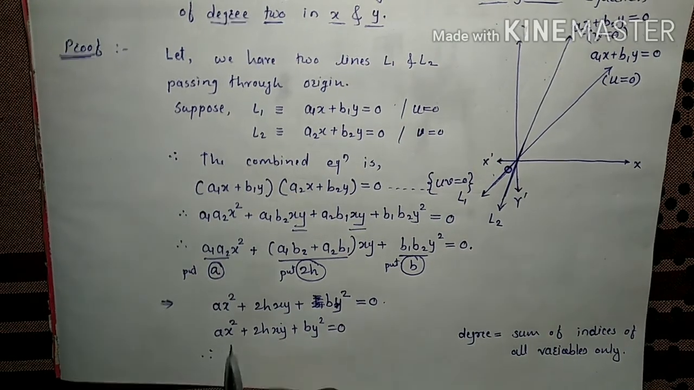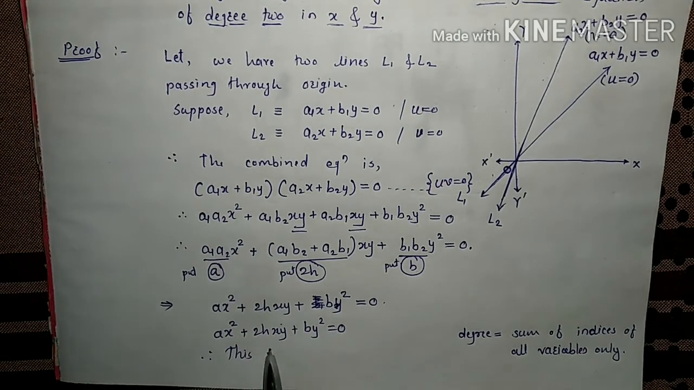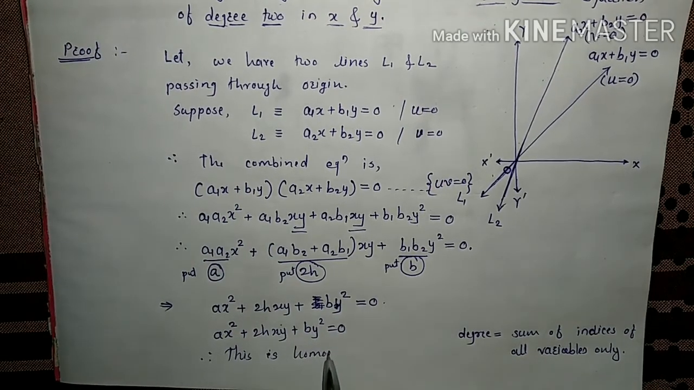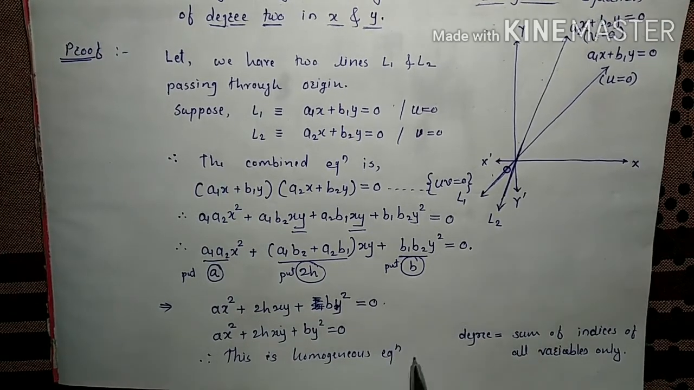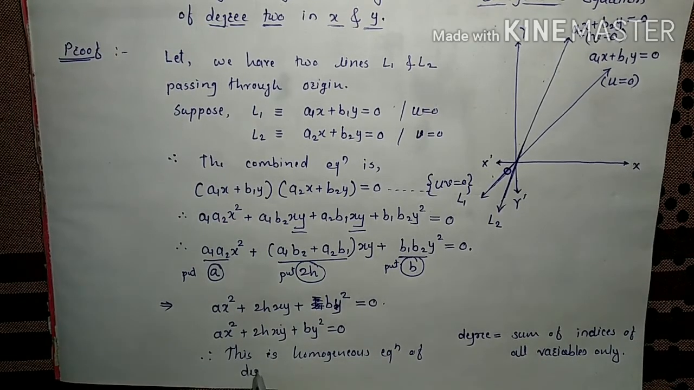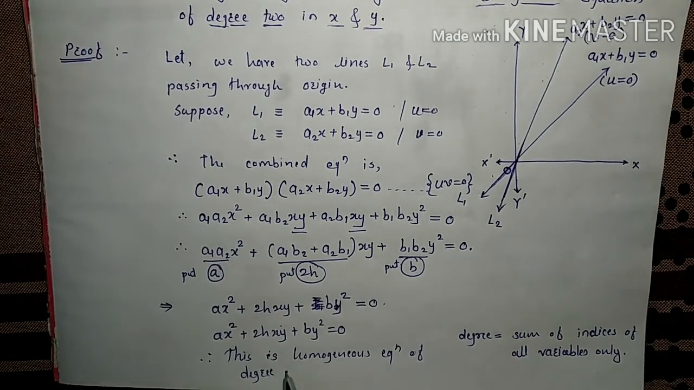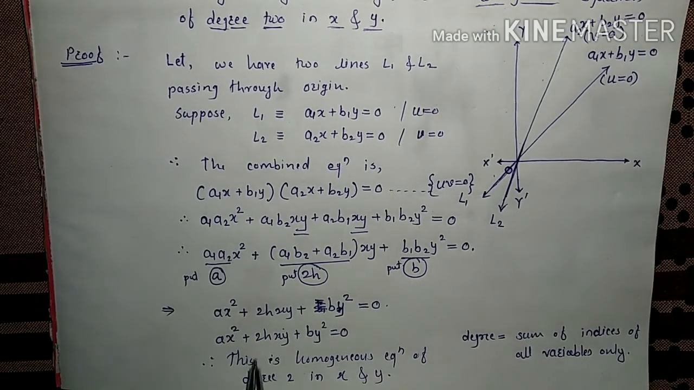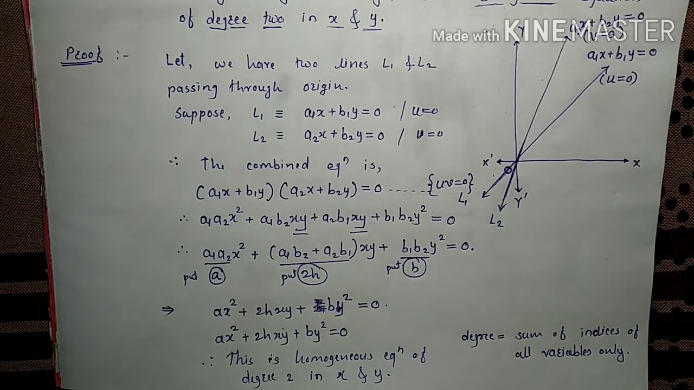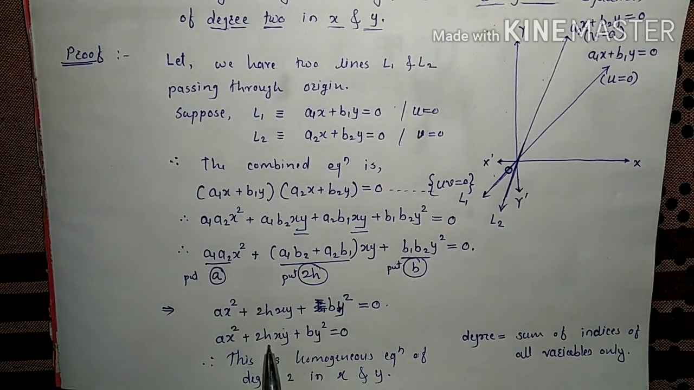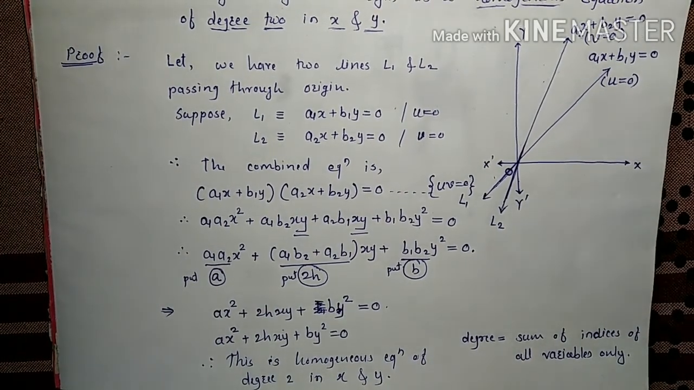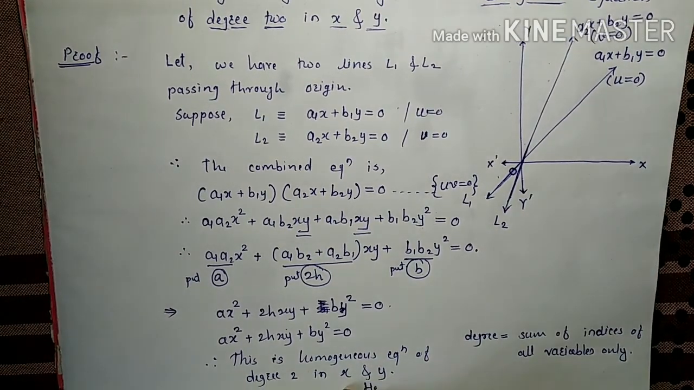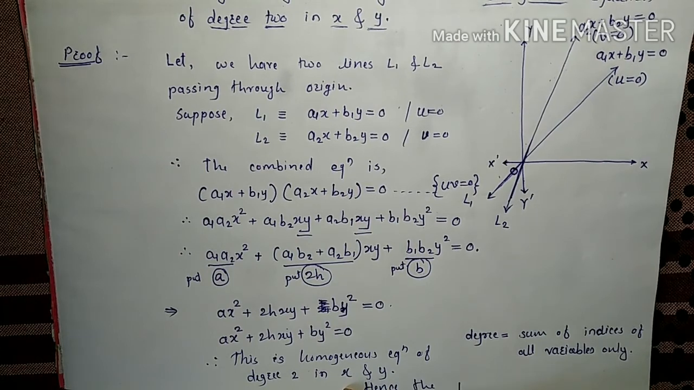Therefore we can write, this is a homogeneous equation of degree 2 in x and y. Why x and y? Because only x and y are the variables and a, b, h are the coefficients. Hence the proof.